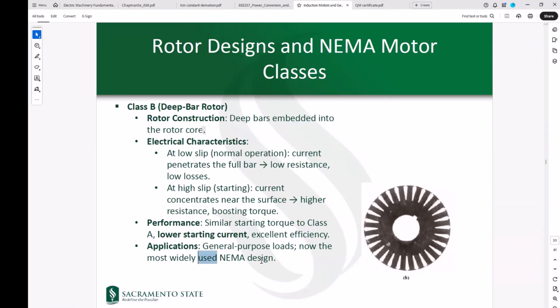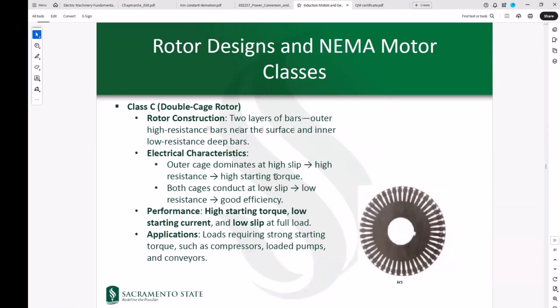Now, the most widely used NEMA design would be Class B. There is another class, Class C, which is called the double cage rotor. You can see that it's as if you have two layers of bars. The outer has a higher resistance bar near the surface, and the inner provides lower resistance, deep bars.